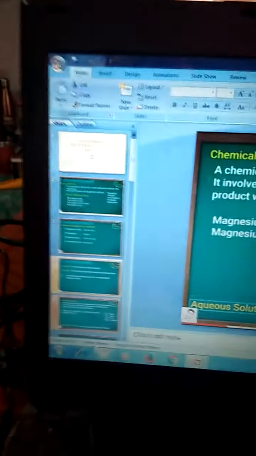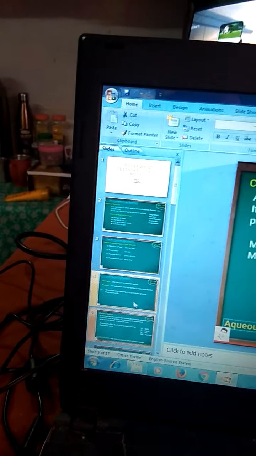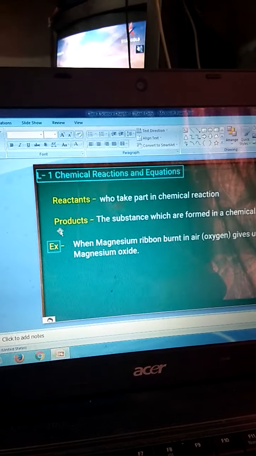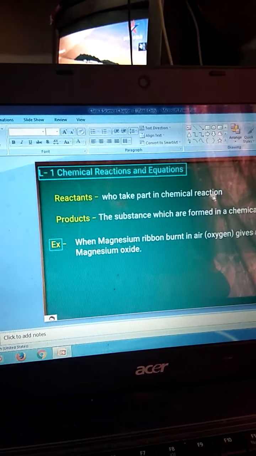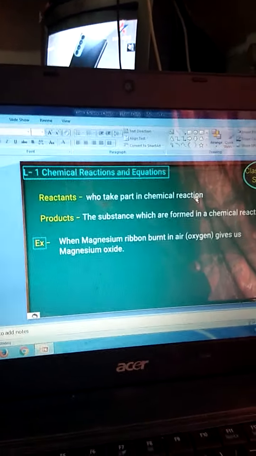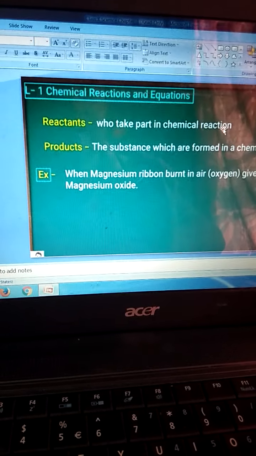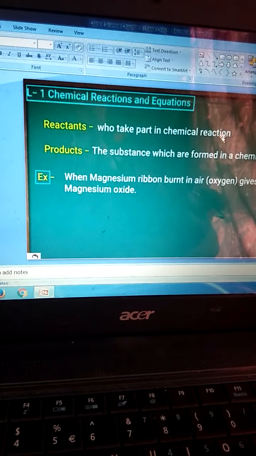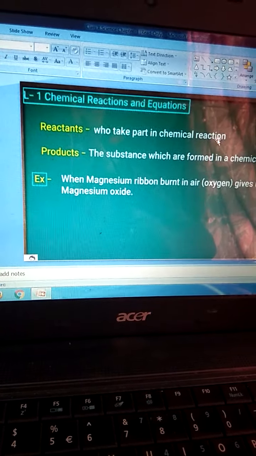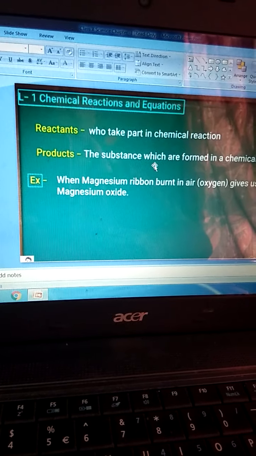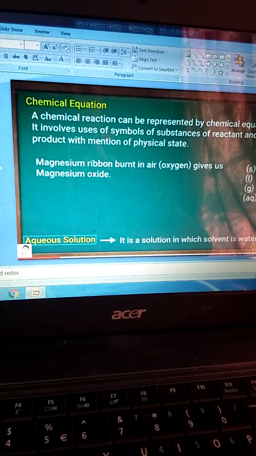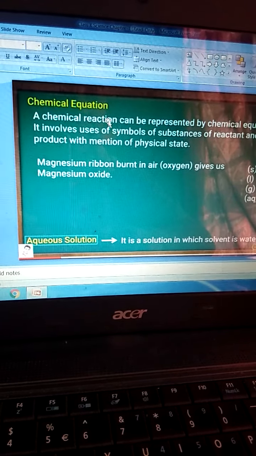So when we write a chemical equation, we get two things: one is reactant and one is product. We can define reactants as those which take part in a chemical reaction. So these reactants are the first which take part in the chemical reaction, and product means the substance formed after the reaction is called product. We have just seen the example. So we have come to know what a chemical equation is now.